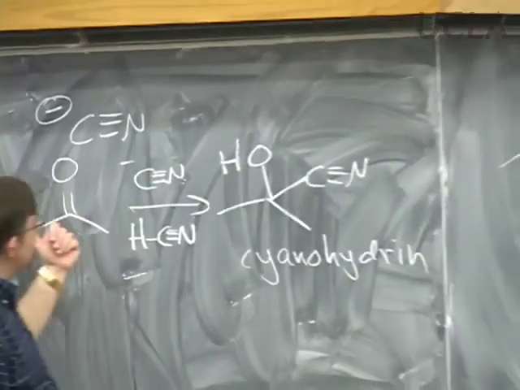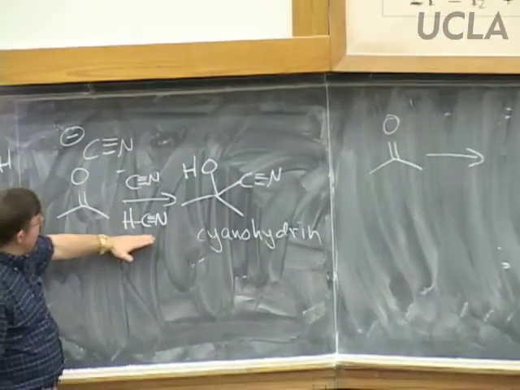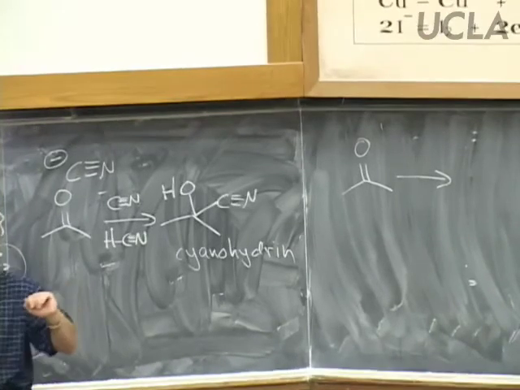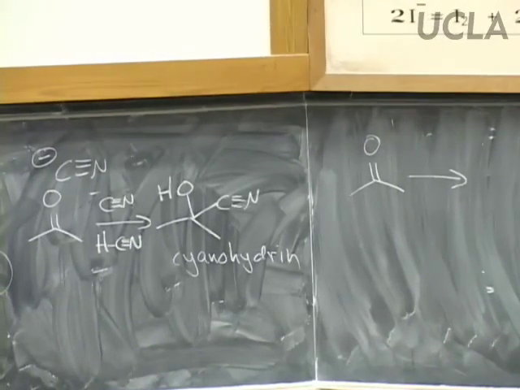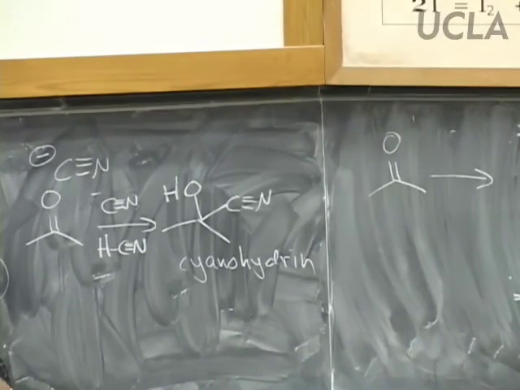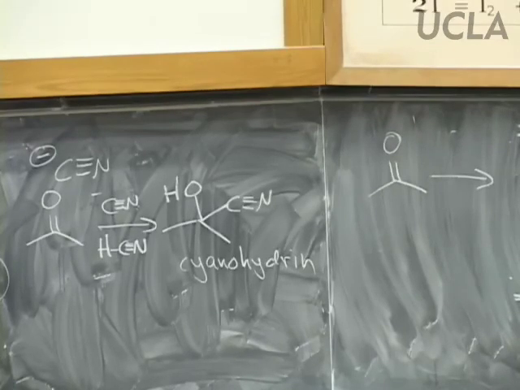Well, we have some reactants that we can start with here. Cyanide and HCN. Now, we talked a little bit about putting the proton on the carbonyl. So do we start the mechanism with nucleophilic attack on the carbonyl? Or do we start the mechanism with protonation of the carbonyl? Let me give you a hint.